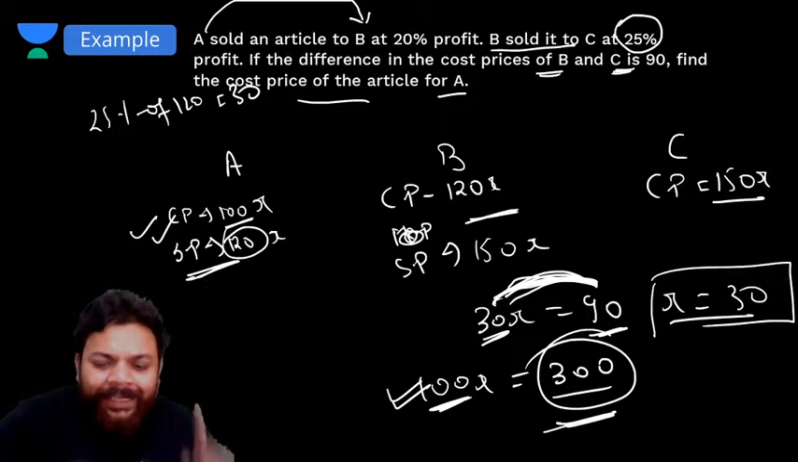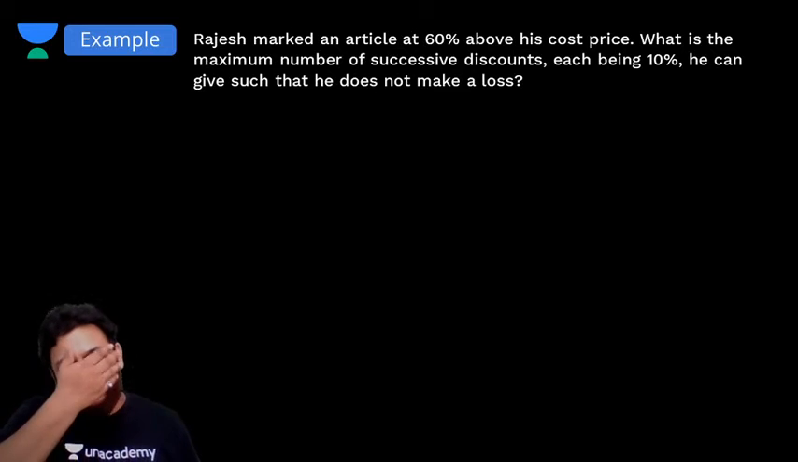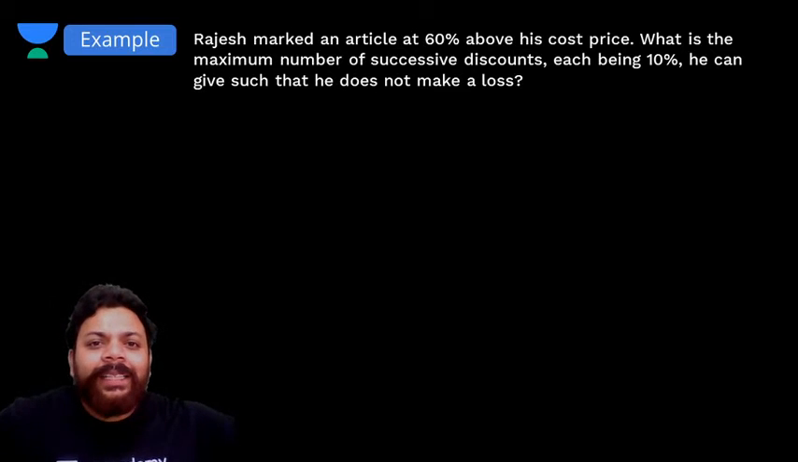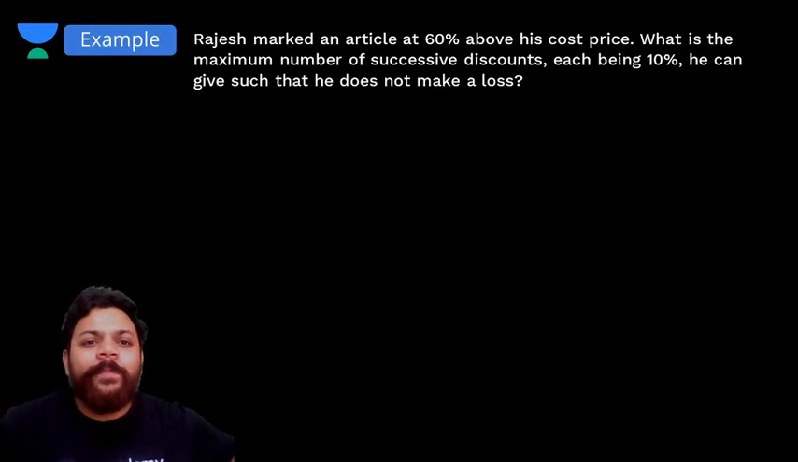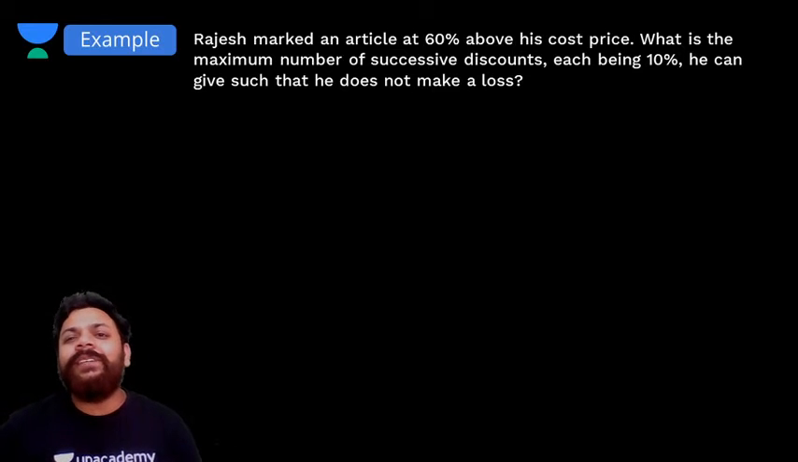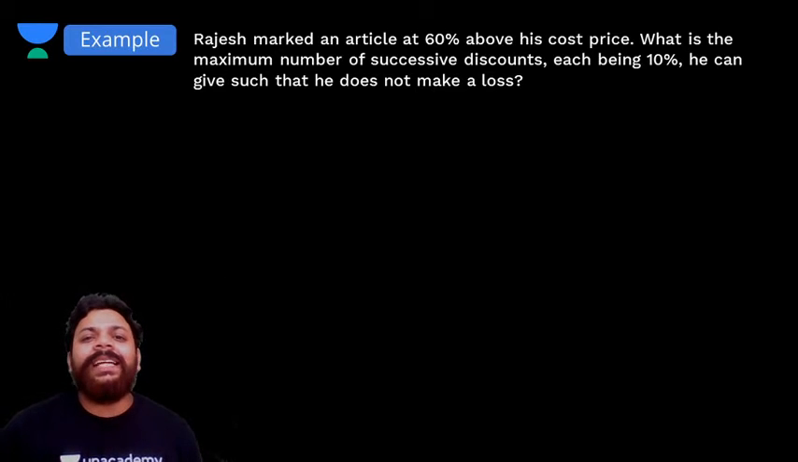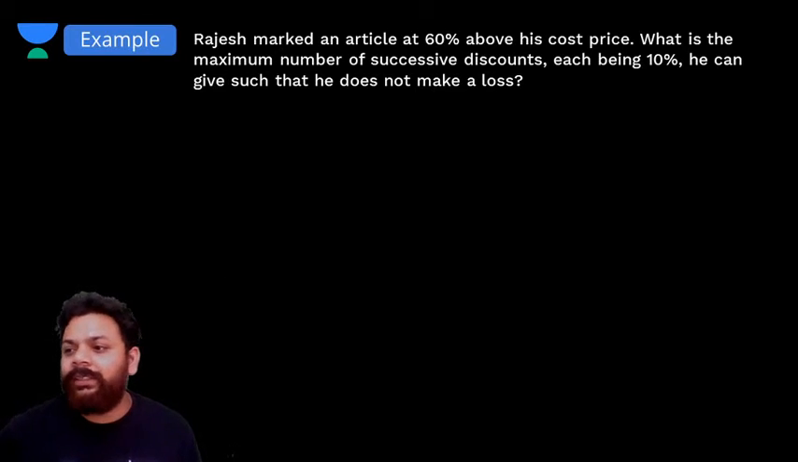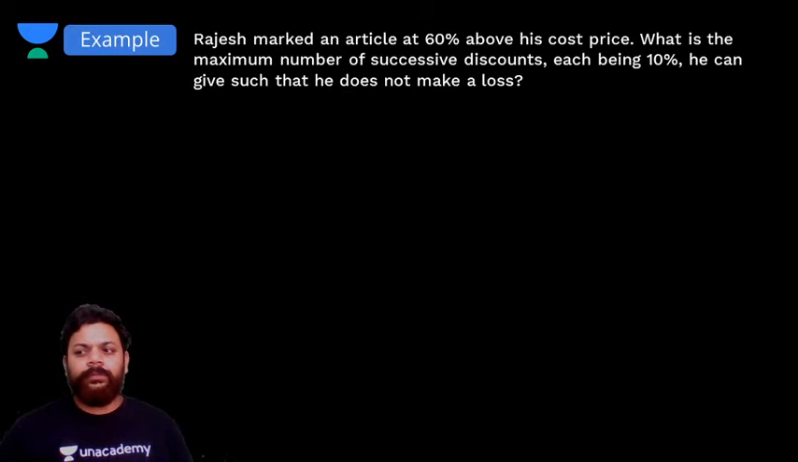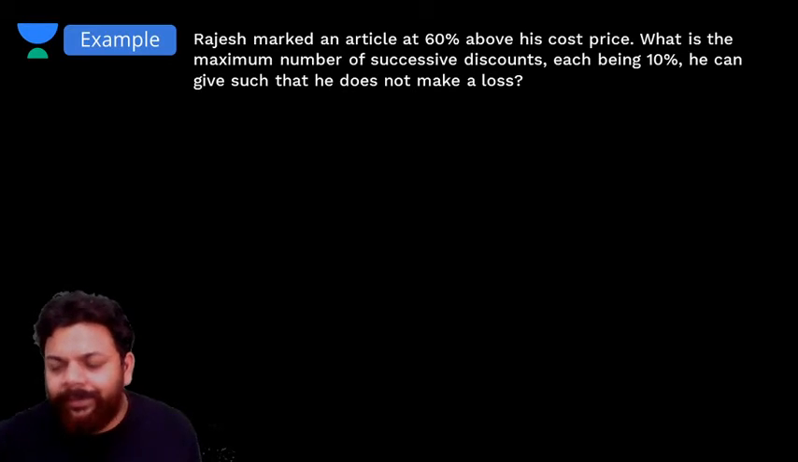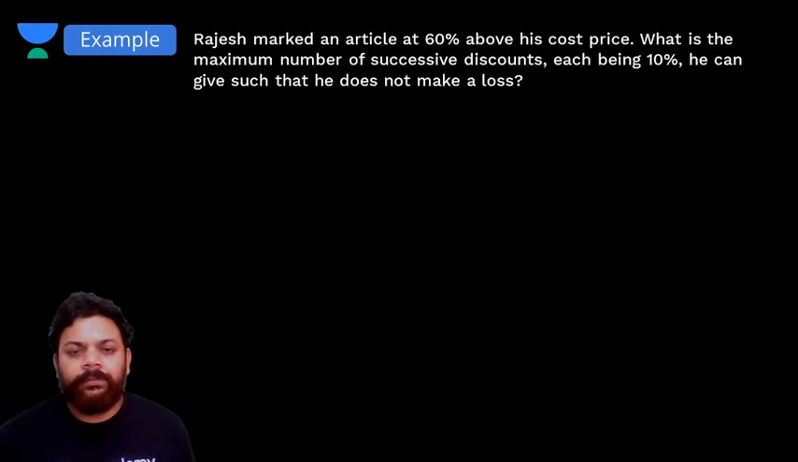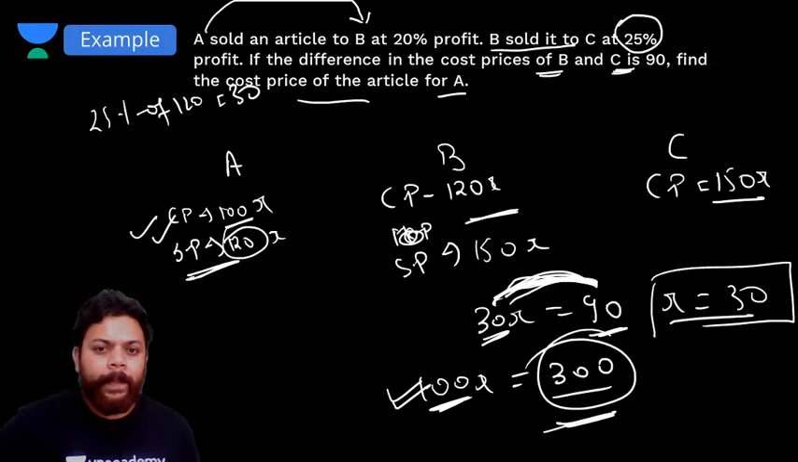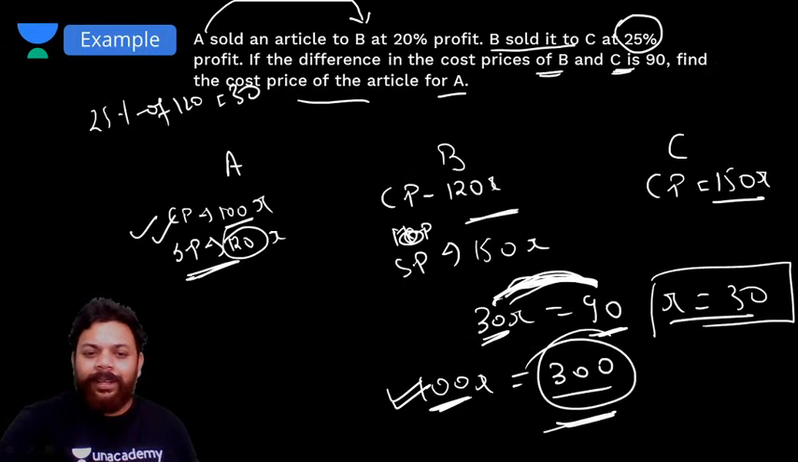So let's jump to the next question. Rajesh marked an article at 60% above cost price. What is the maximum number of successive discounts, each being 10%, he can give such that he doesn't make a loss? Once again, okay, once again.